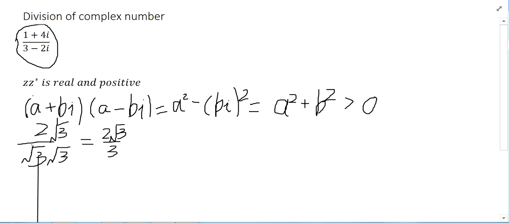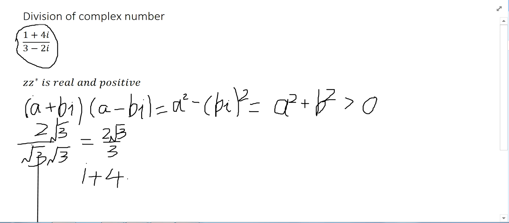What we do is similar for the complex number here. We just multiply the denominator by its complex conjugate, so the denominator becomes a real number, and the numerator could be a complex number, a real number, or even an imaginary number. So let's do it together.